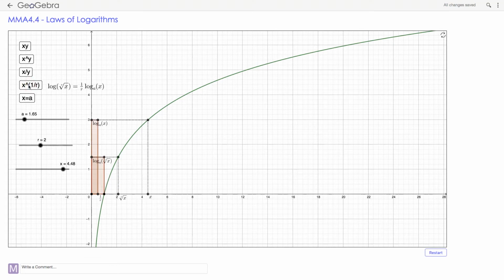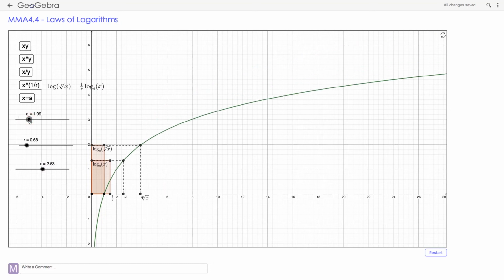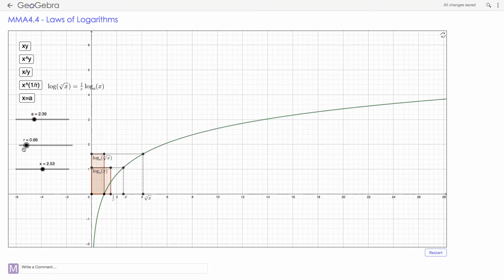So here's another rule. This is basically a version of that rule here. It's just with roots instead of powers, but a root is a kind of power. It's just power 1 over r. And again, you can see that these two areas are the same. And the area of this figure is, of course, this number, and the area of this figure is, of course, this number.